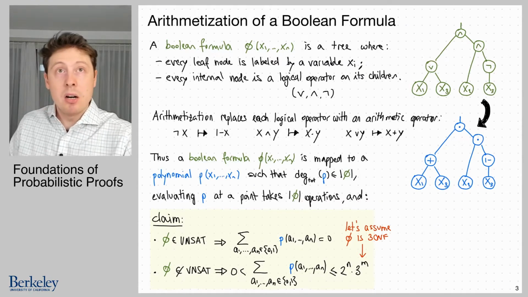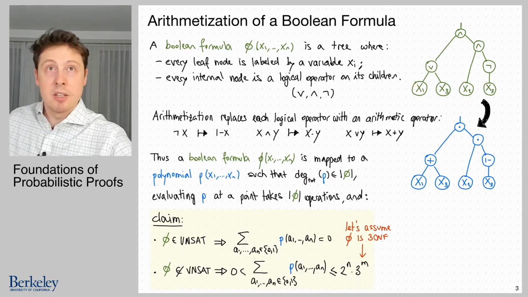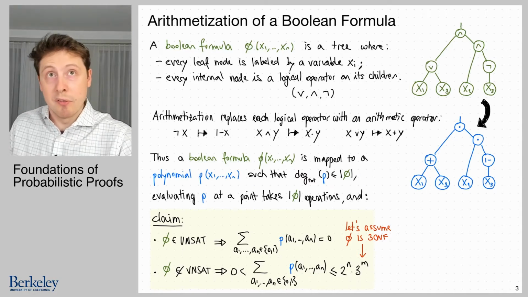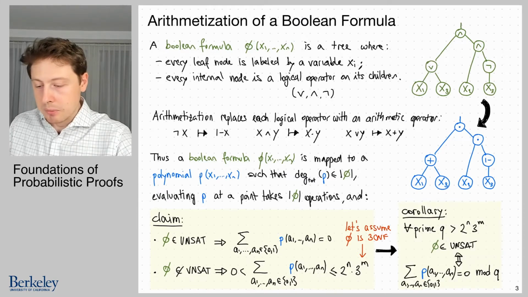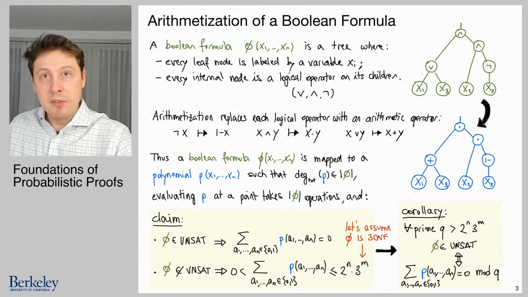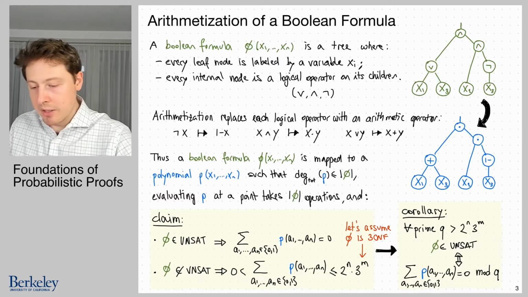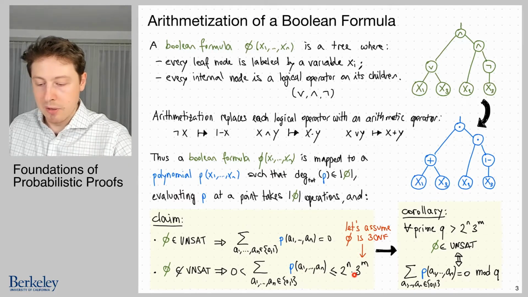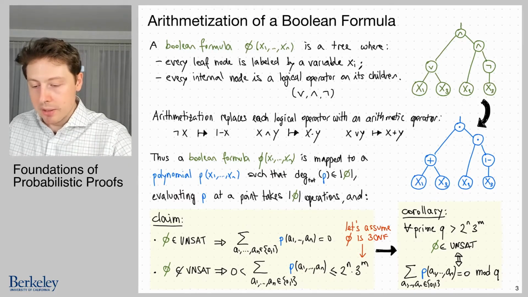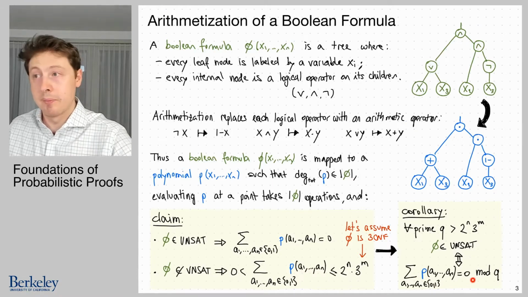Well, because now we can switch over and start working over fields, which are much nicer to work over, and turn this into not just a positivity condition, but some equality condition. If I start working over a prime field where the prime is large enough, so larger than 2 to the n times 3 to the m, the largest that this could ever be, then I have encoded the unsatisfiability of the formula into the zeroness of this sum, over this field.